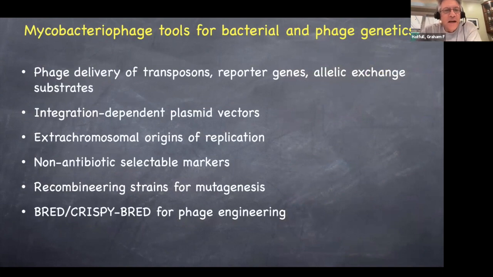The phages have indeed turned out to be terrific tools for doing bacterial genetics and tuberculosis genetics, as well as phage genetics for delivery of transposons, reporter genes, etc. Widely used plasmid vectors that use the integration systems to give single copy stable recombinants in these strains, extrachromosomal origins of replication, non-antibiotic selectable markers based on phage immunity, and recombineering systems using the mycobacteriophage recombinase proteins for mutagenesis of the bacteria and for engineering of the phages in these systems.